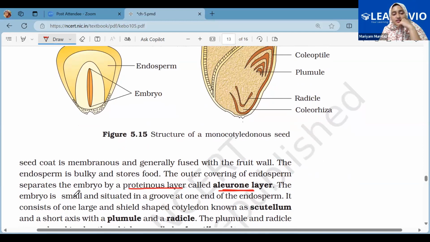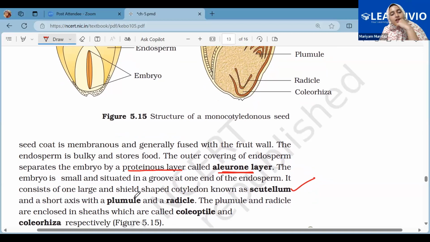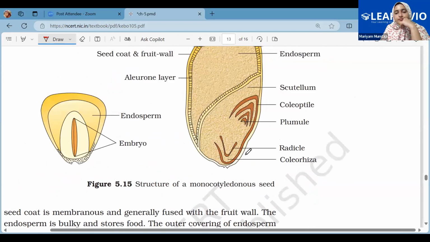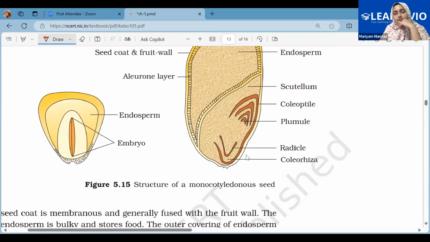Now the embryo is small and situated in a groove at one end of the endosperm. It has only one cotyledon and you call that cotyledon the scutellum. They also have plumule and radicle doing the exact same thing, but they have additional layers. For example, see in this.